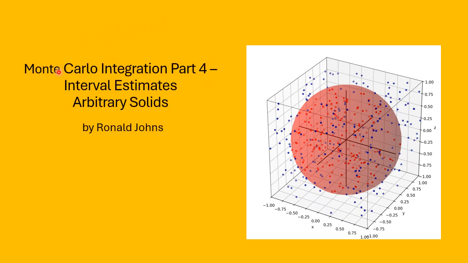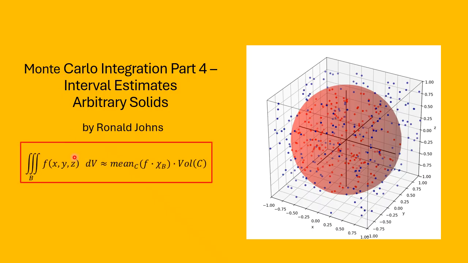Welcome to Monte Carlo Integration Part 4, Interval Estimates. We will be looking at a triple integral over a ball B of a function f of x, y, z dv, and we'll find that that is approximately equal to the mean over the set C of the function f times the characteristic function of the ball B times the volume of that cube C.